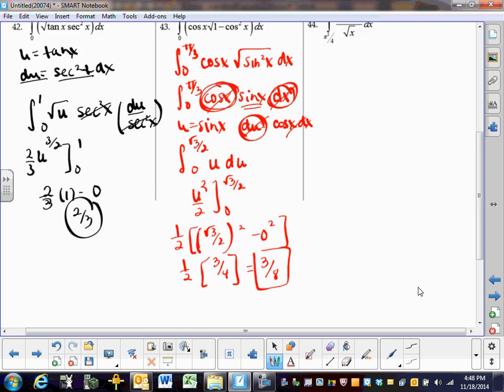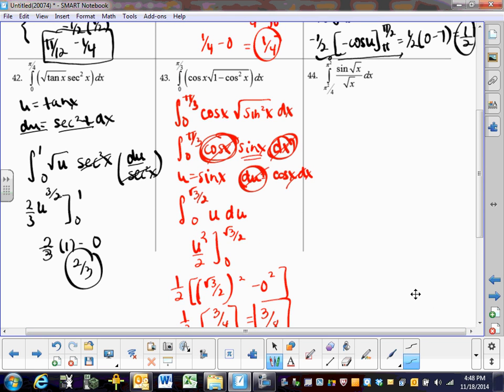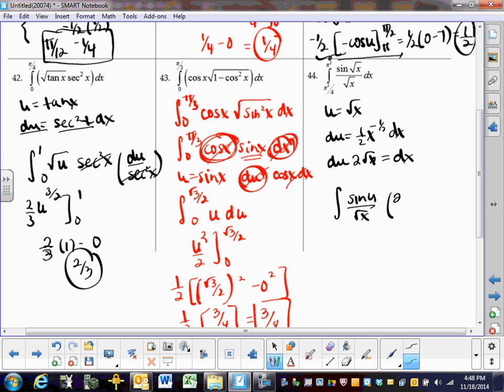And finally, one last problem. If u is the square root of x, du is 1/2 x to the negative 1/2 dx. du times 2 times root x is going to equal dx. So I have sine of u, square root of x on bottom, 2 root x du on top. So those cancel. Changing my shoes.